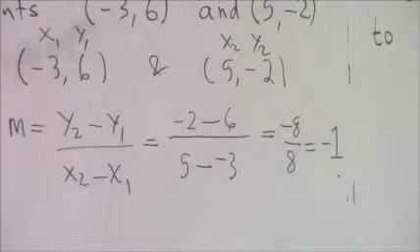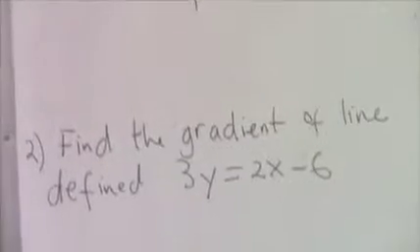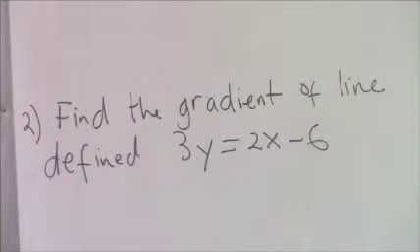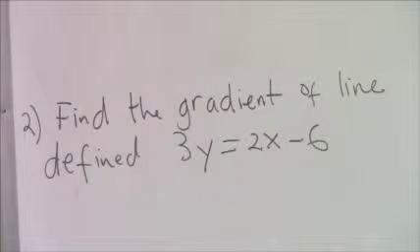Now, next we want to go over how to find the gradient of a line when we are given the equation. Okay. So to find the gradient of a line when we are given the equation, we can rewrite this problem in gradient intercept form and then identify the value that is in the position of the gradient.